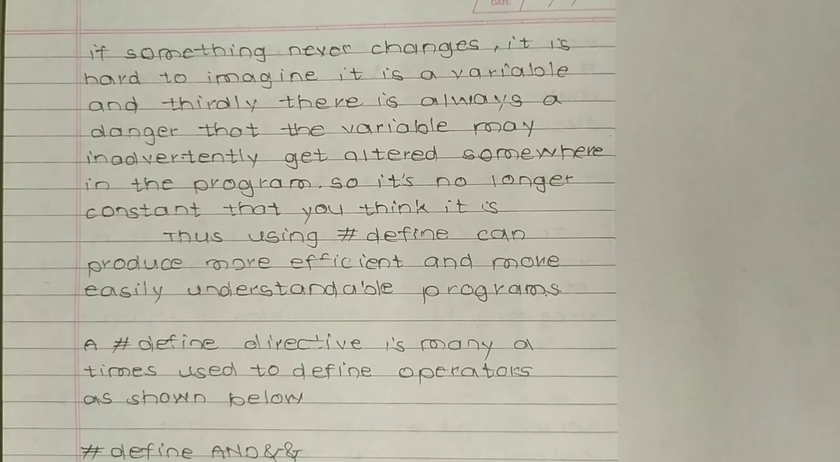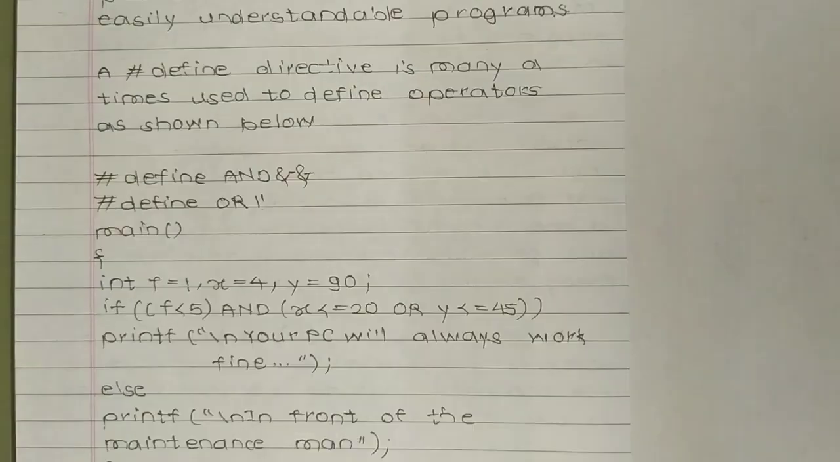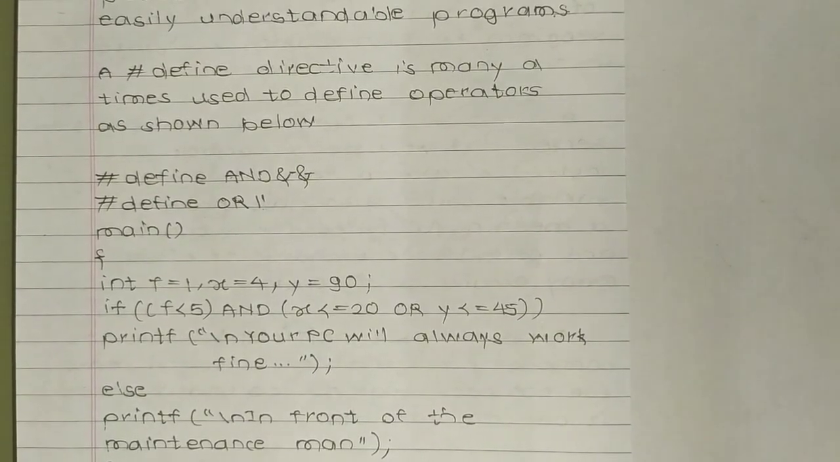So using the hash define directive is efficient and useful in programs. A hash define directive is many a time used to define operators as shown below. #define AND &&. Now #define OR ||. So this is an example program in which this hash define directive is used.